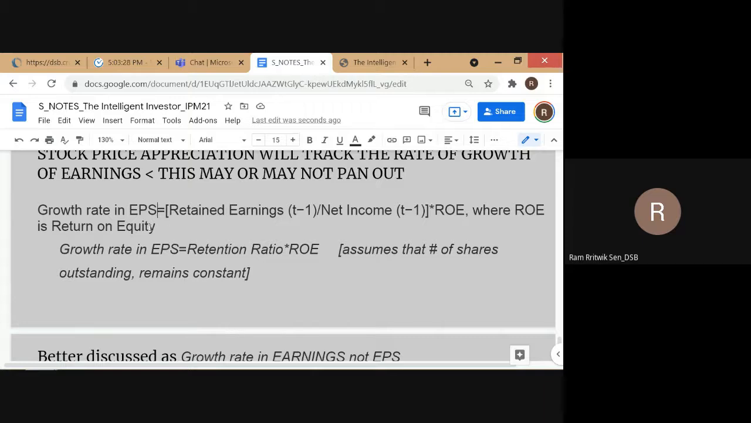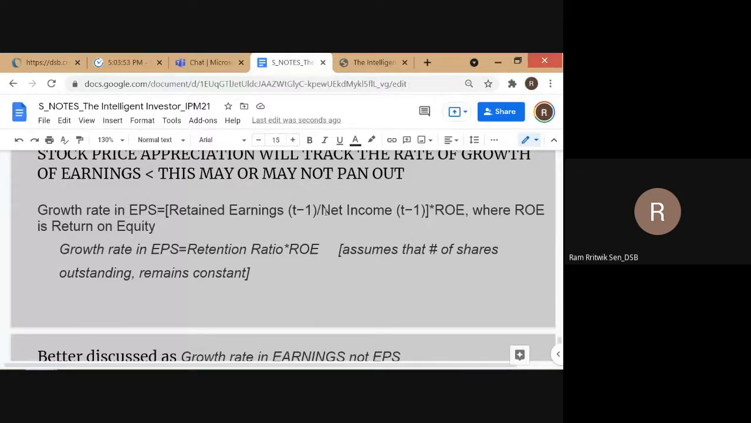The growth rate in earnings is basically this formula, and you can see it's logical. The growth rate in earnings is equal to the retention ratio times the return on equity. ROE is return on equity. So what is the retention ratio? Retention ratio is retained earnings in the previous period divided by net income.